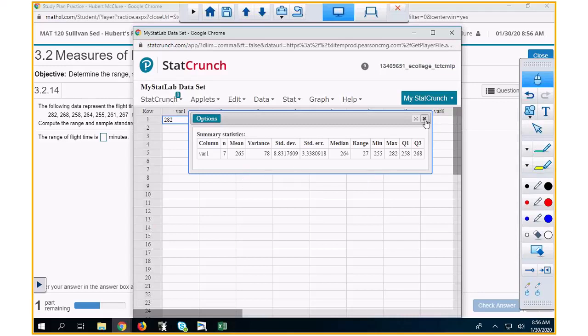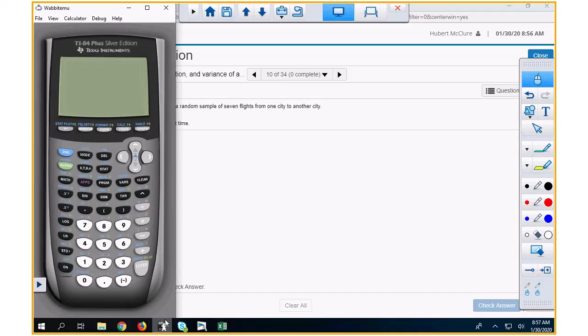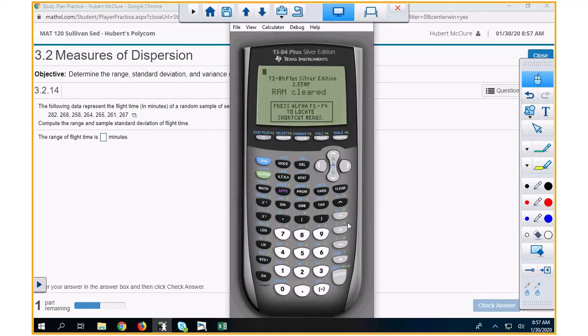Now let's go to the handy-dandy calculator. And I'm going to pull up the handy-dandy calculator. Hopefully it will work. And notice I'm showing you how to use technology. Did you notice that? I'm not telling you not to use technology.